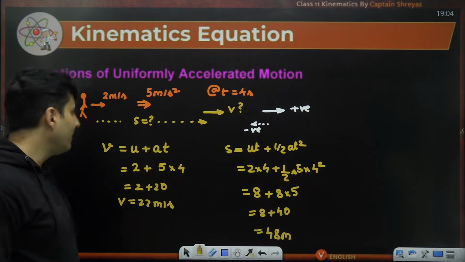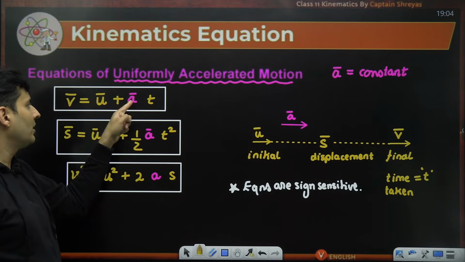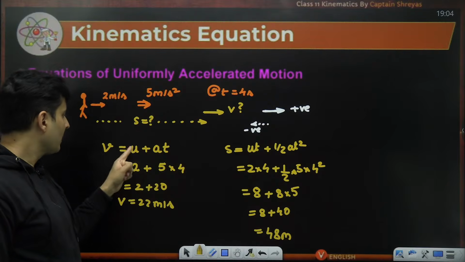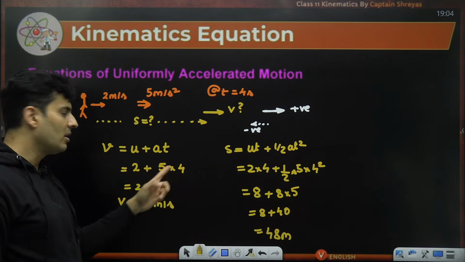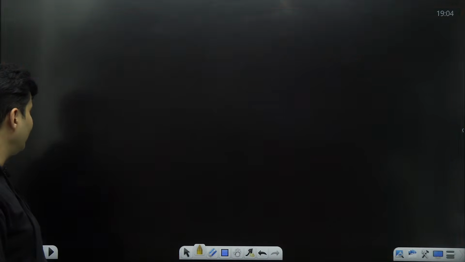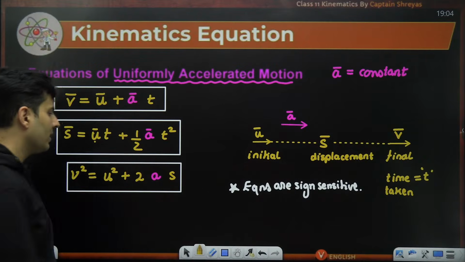Since I want to find v, I will use this equation, because I know this, I know this, I know this. So that's why I use this equation. Speed is 2, acceleration is 5, time is 4. 5 4s are 20, 20 plus 2, 22. Okay. Since I want to find displacement, I can use this kinematic equation. U, T, everything is known.